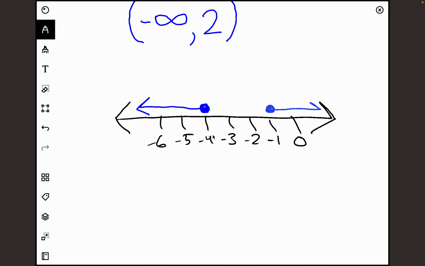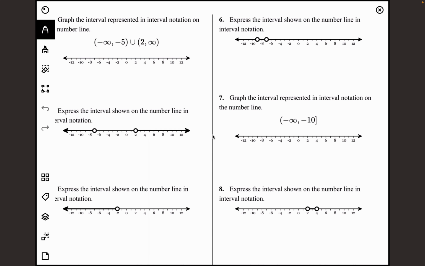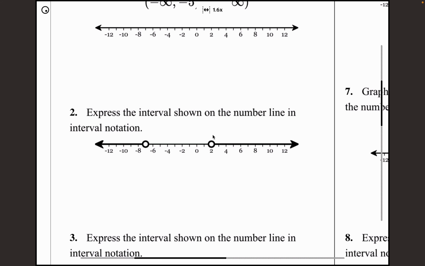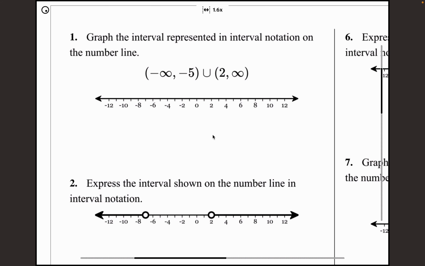So let me set this to landscape. And then I'm going to zoom in a little bit so we can look at these examples. On this first one, it says graph the interval represented in interval notation on the number line. Let's look at this. The first thing we need to know is we have this U right here, and that means it's or, so we're going to have two different values.